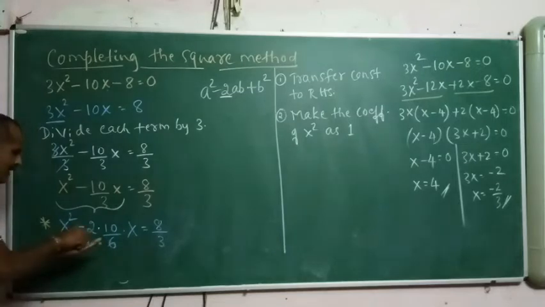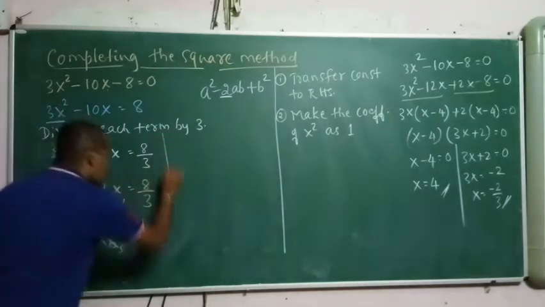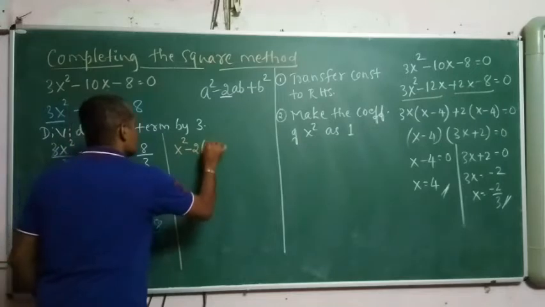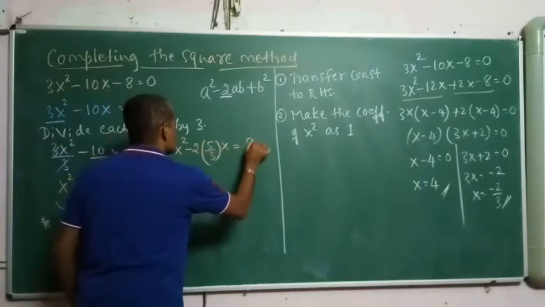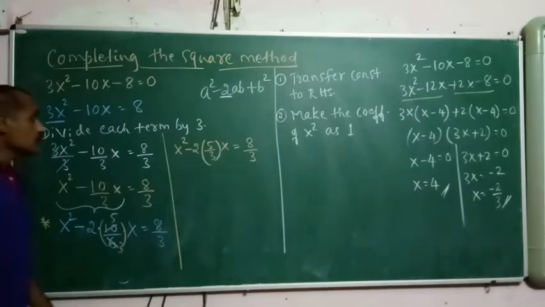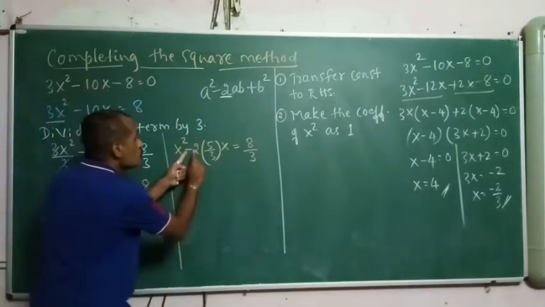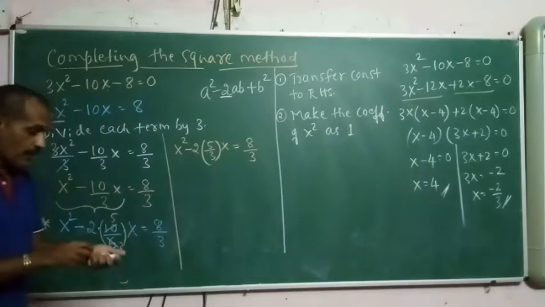If it is possible, I can simplify this also. I will simplify: 3s are 5s. I got the answer like this: x square minus 2 into 5 by 3 into x is equal to 8 by 3. Okay, a square minus 2ab. This is my b.